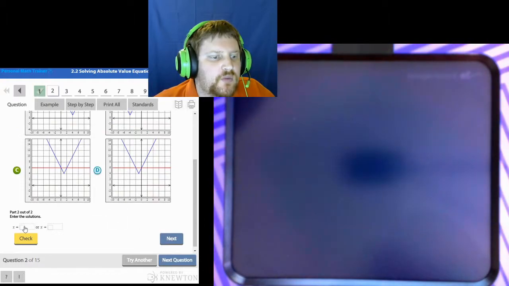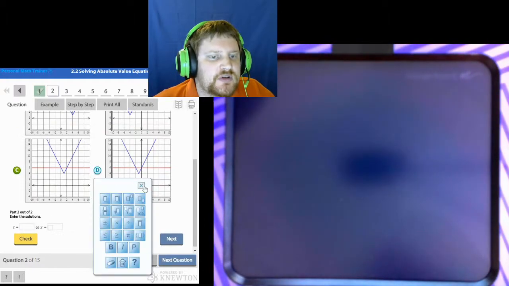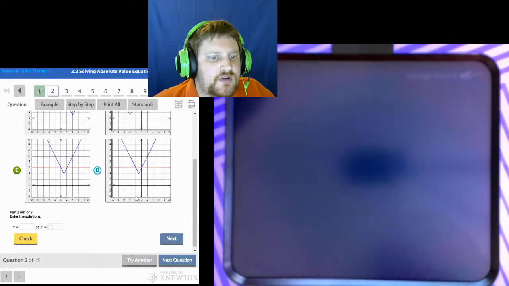Next, they want, once again, the solutions. So we have -2 and 0. So I'm looking here at the x-axis where it crosses and they intersect each other. So -2 and 0.